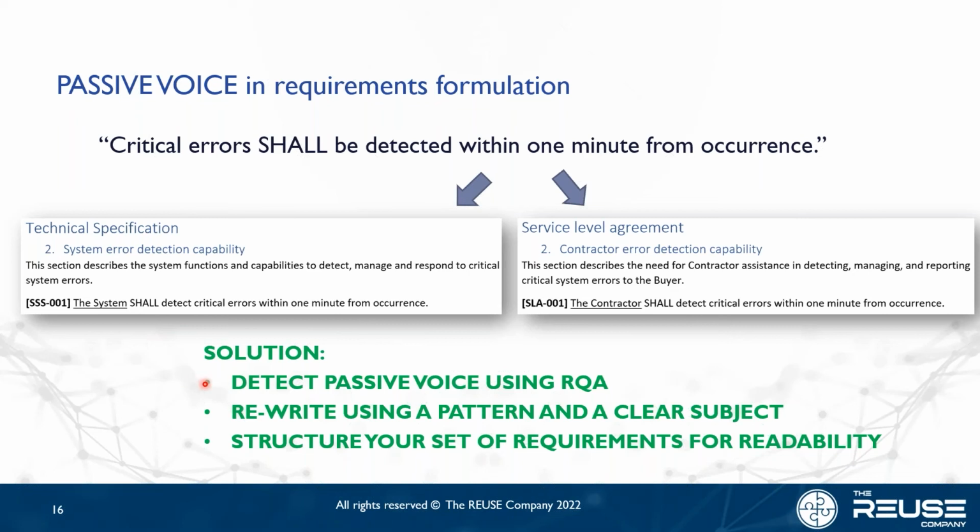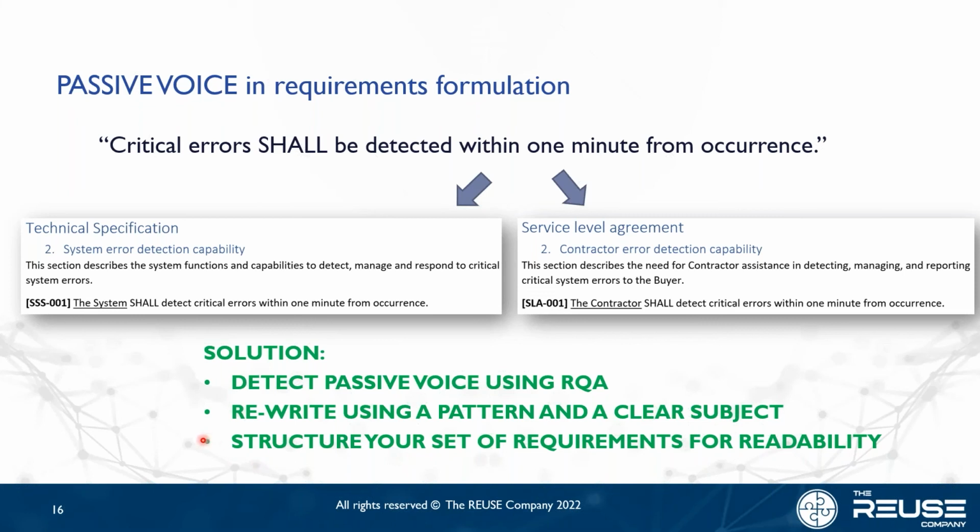So the solution is to first of all detect passive voice, and you should absolutely think about using some kind of tool, because it's super hard to find this yourself. You should rewrite them using patterns, because they will guide you into writing correct requirements. But you should do some clever thinking. Is it a system, or is it another type of requirement? So you should have a clear subject.